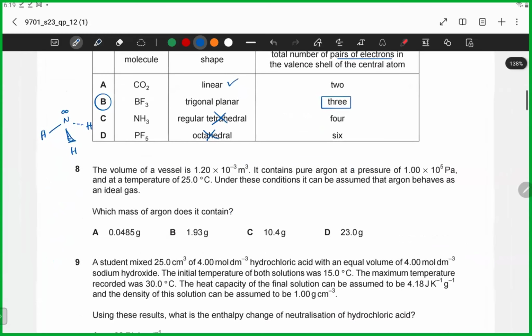So this is about PV equals nRT. It says, what mass of argon does it contain? You can just directly jump to PV equals nRT. The pressure is given, that's 1 times 10 power 5. What is the volume? It should be in meter cube. So that's 1.2.